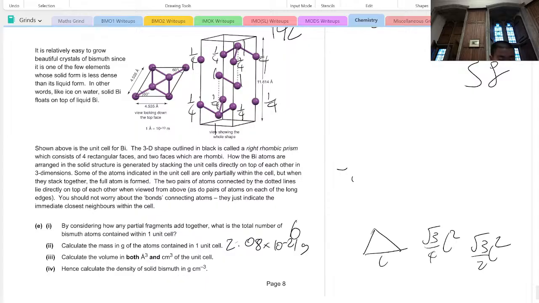Times 4.535 squared is 17, so the area of this thing is 17.81. And then we times it by 11.814 to get 210.4 angstrom cubed, or 2.10 times 10 to the minus 22 centimeter cubed. I agree. Yes.